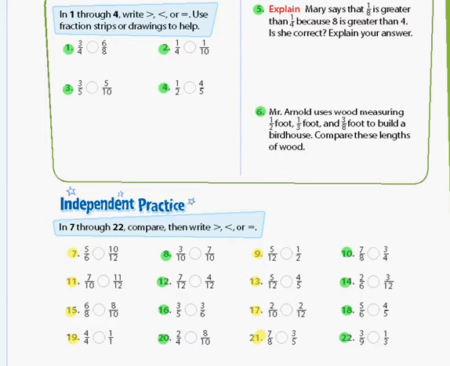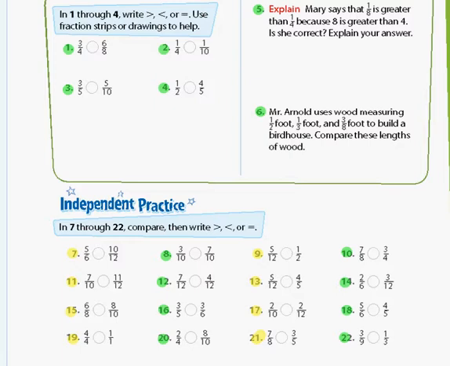This lesson we're going to be talking about comparing fractions. There's a lot of ways to compare fractions, and during the guided practice I'm going to show you a few of the different ways to compare fractions. And on problems 1 through 4 we're going to use the greater than, less than, or equal to signs to show which fraction is greater.